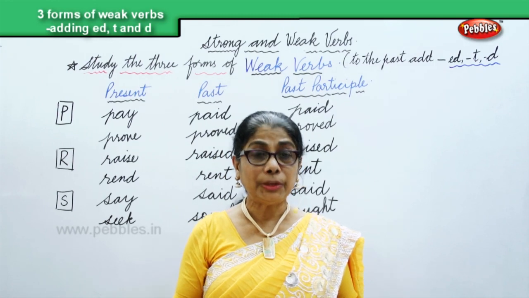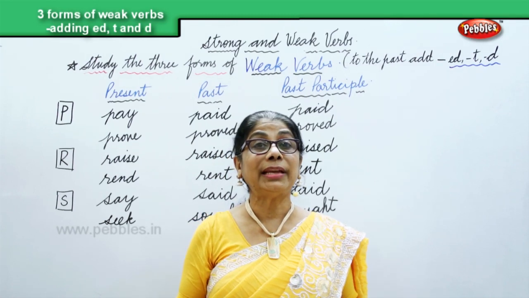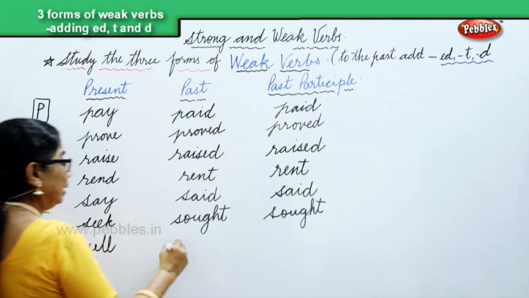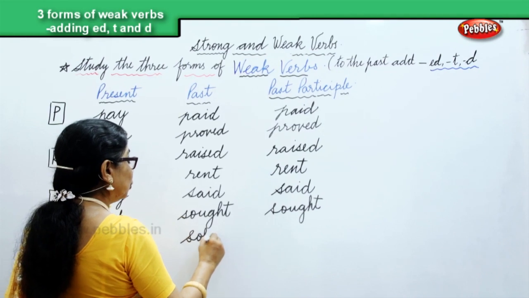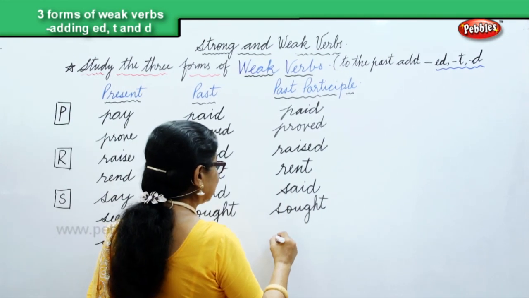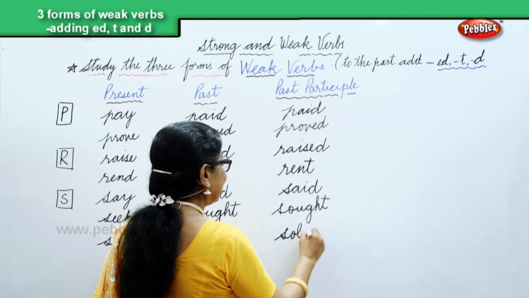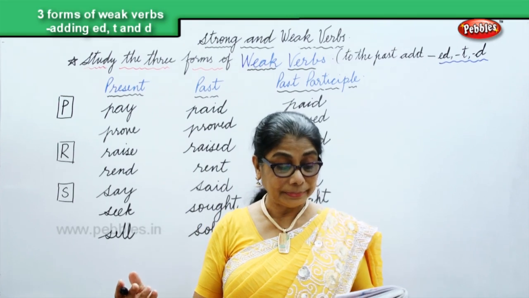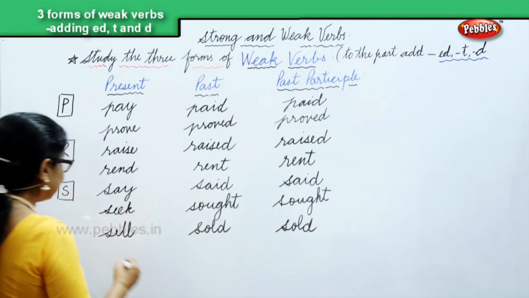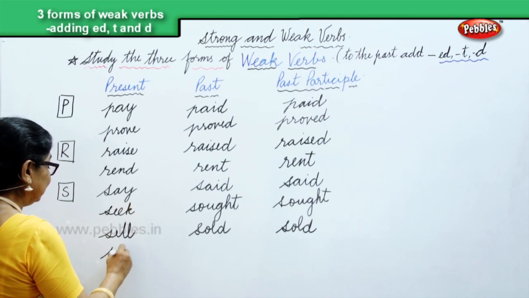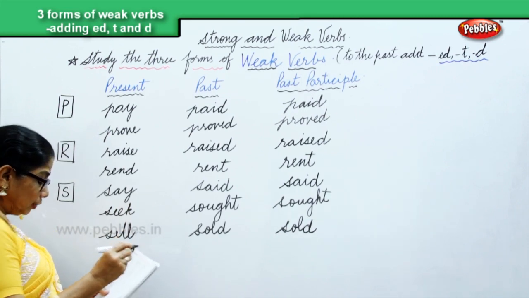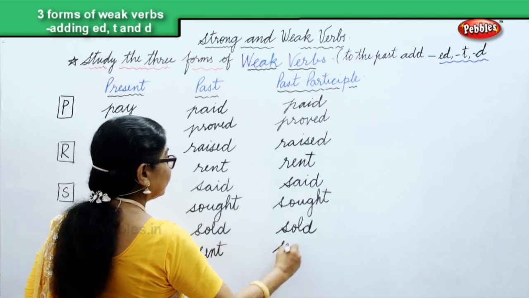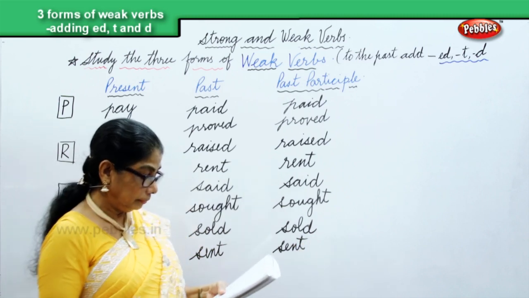Sell. You have something to sell. When you finish, you say, I sold it. Sell, sold. Past also, participle also, sold. Send. You want to send someone or send a letter. That's send. And when you finish doing it, the past will end in T. Sent. You sent the letter.